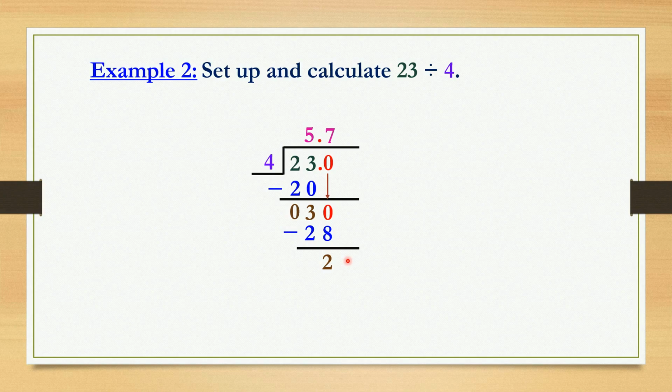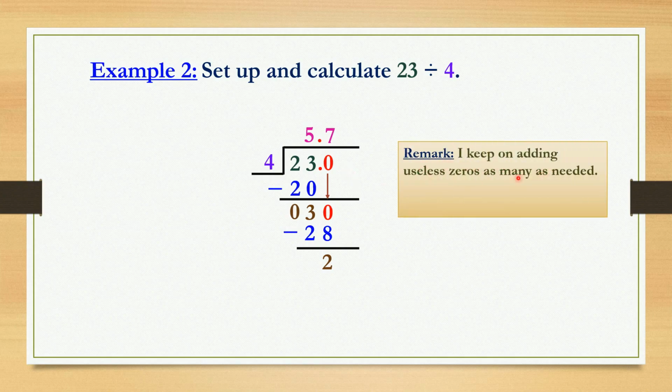And how do I do it? Yes, I have the right to add another useless 0, because 23 is also equal to 23.00. So remark, I keep on adding useless zeros as many as needed. I don't place another decimal point in the quotient. I place the decimal point once when I slide the 10th digit only.